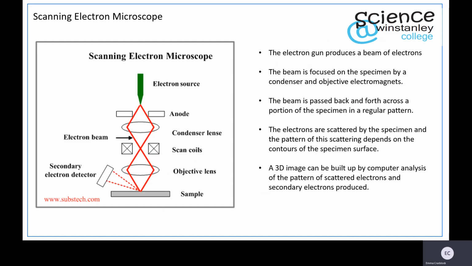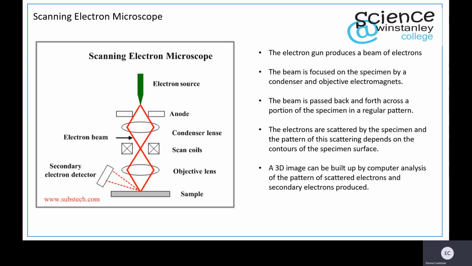So the other type of electron microscope we're going to talk about is the scanning electron microscope. The scanning electron microscope starts very similar to the transmission electron microscope, where your electrons are put into your microscope by an electron gun at the top. The beam is then focused onto the specimen by a condenser and objective electromagnets. So they're called lenses again, but rather than glass, they are made out of electromagnets.